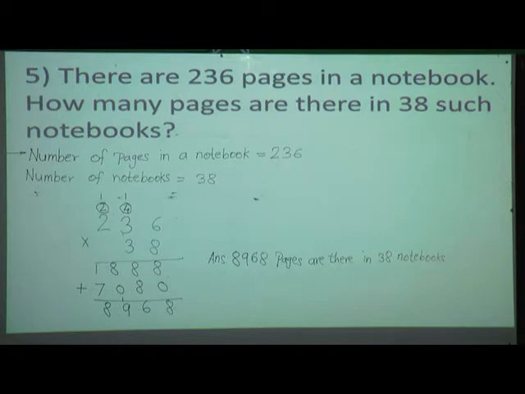So when we do the multiplication 236 into 38, then we got the answer 8968. So how many total pages are there? 8968 total pages are there in 38 notebooks. Understood? Okay.